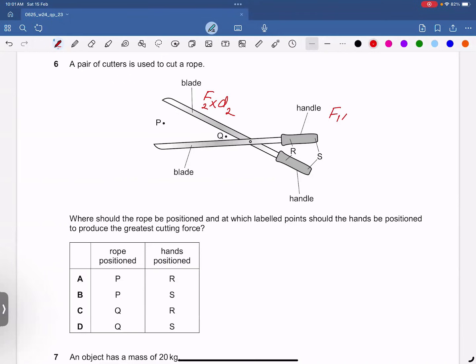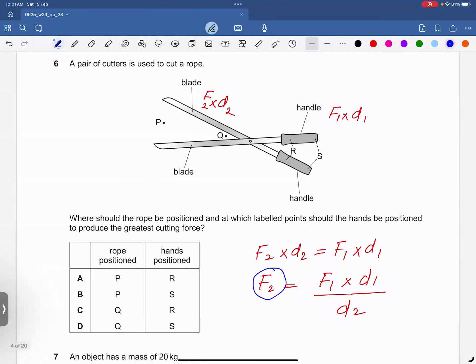Hands, applied force, and the distance, F1, D1. So you want to know F2 times D2 should be F1 times D1. Cutting force F2 is F1 times D1 over D2. So for the cutting force to be maximum, the distance of applied force should be maximum and distance of the rope should be minimum. So the rope is on this side, minimum from the pivot, Q, and the applied force maximum from the pivot, S. So right option will be Q with S, option D.